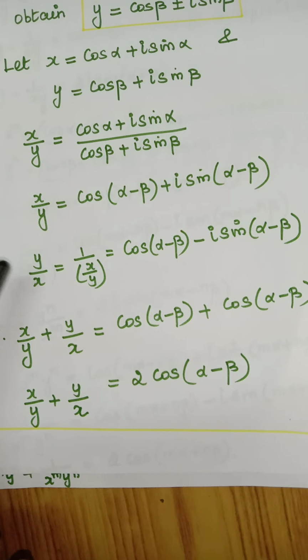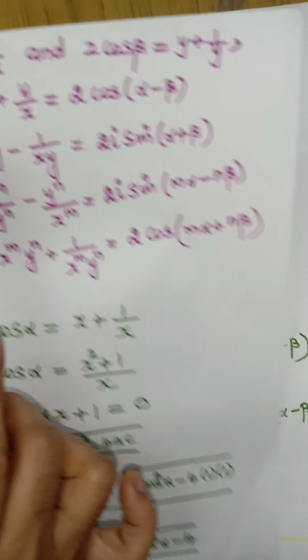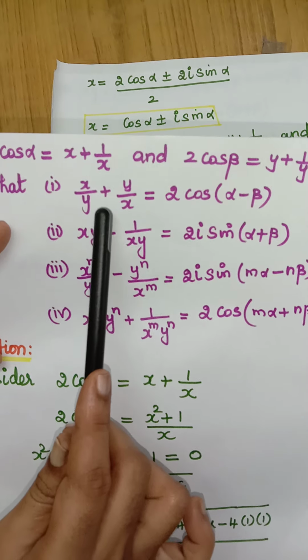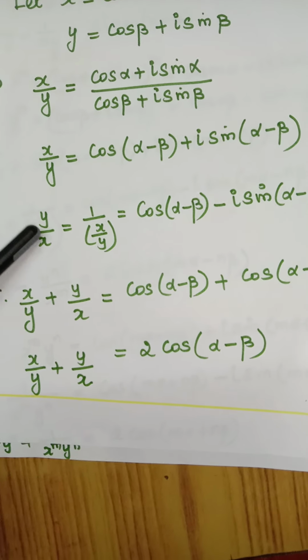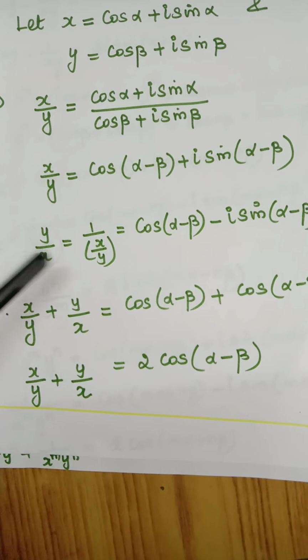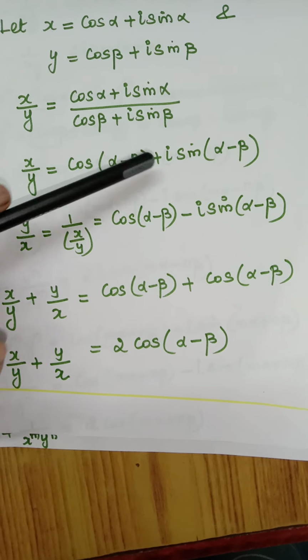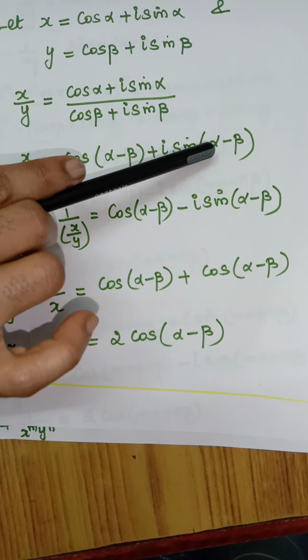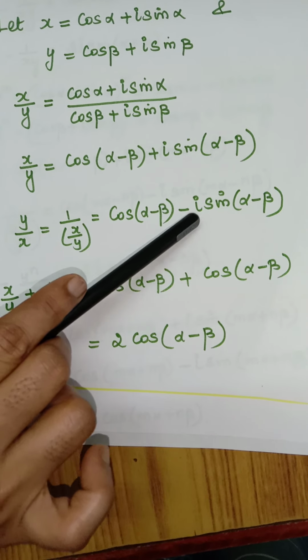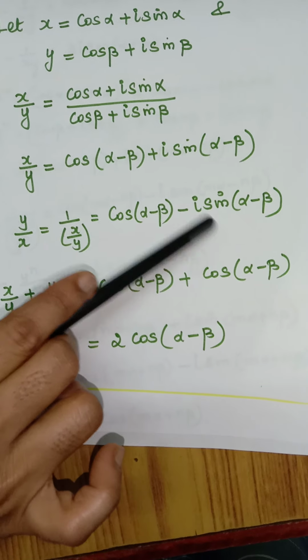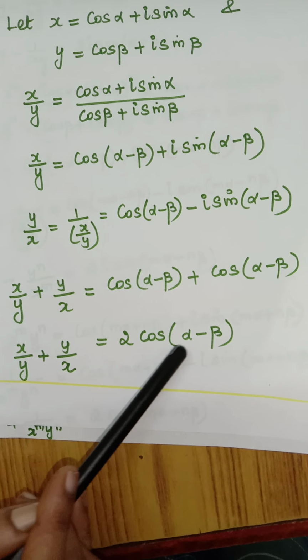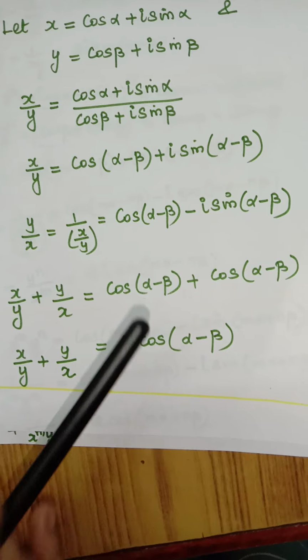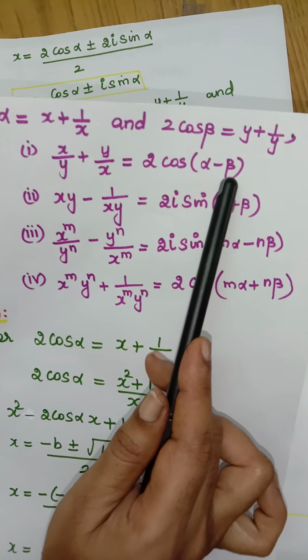So what is the question asked? You have to add these two terms. So you are going for x by y plus y by x. While you are adding these two terms, this plus i sin alpha minus beta and minus i sin alpha minus beta get cancelled. How many cos terms are you having? 2 cos alpha minus beta. So we have proved the first subdivision.